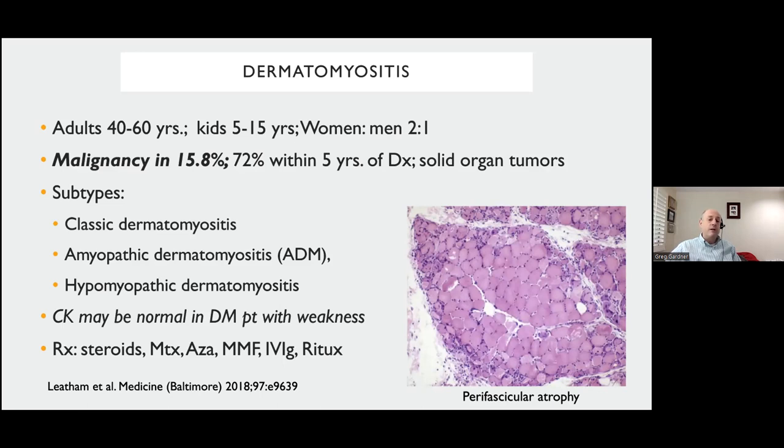Treatment is typically steroids, methotrexate, azathioprine, MMF, IVIG, rituximab. And our patients with MDA5 disease and ILD, we use a lot of calcineurin inhibitors, namely tacrolimus.